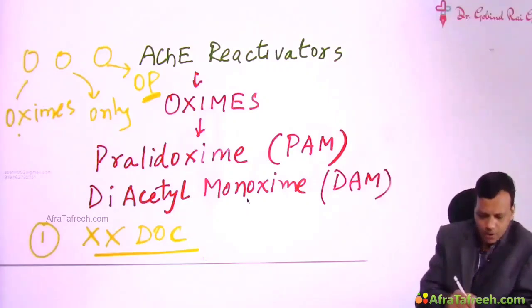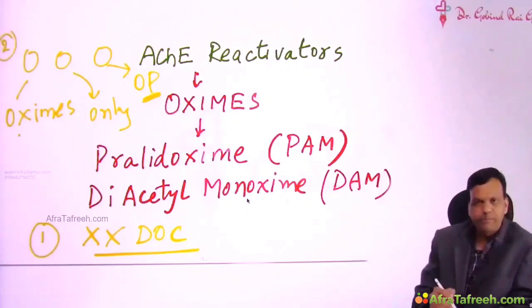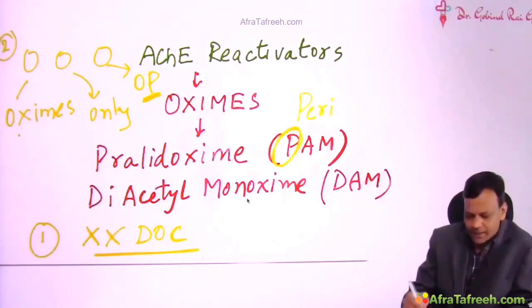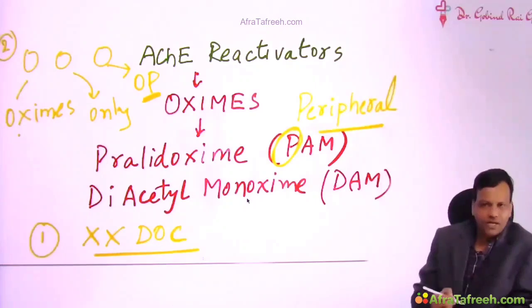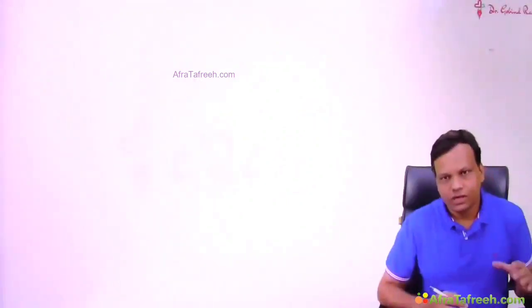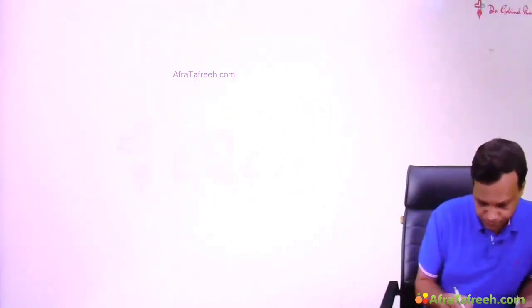And the third important point you need to remember is the difference between PAM and DAM. You can remember PAM starts with P. P means peripheral. So pralidoxime cannot cross the blood-brain barrier. It acts only in the periphery, whereas DAM acts at both places, in the brain as well as outside the brain. Now we will see how the enzymes work.